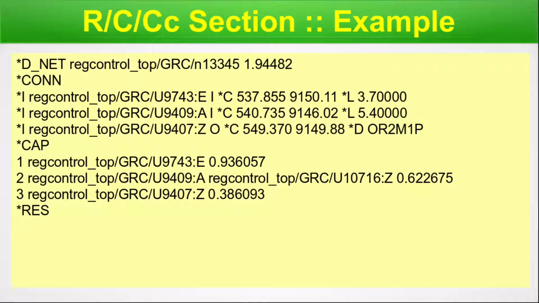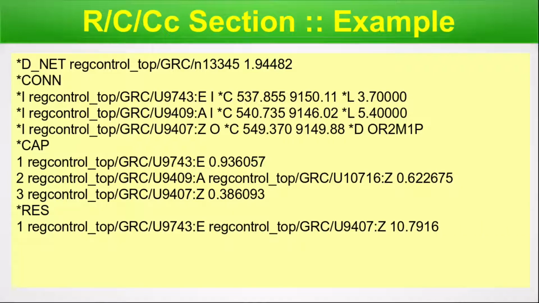The next line, that is *RES, denotes the beginning of the resistor section. Here in this line, the first field is the identifier, also known as the counter, which increments by the value 1 for any further subsequent resistors. The next two fields are two nodes between which the resistor is connected. So this is node 1 and this is node 2.